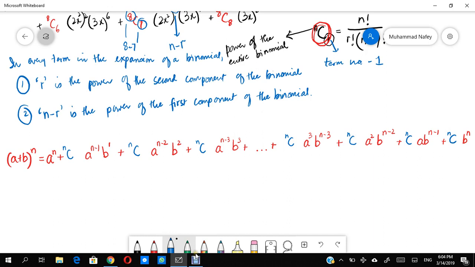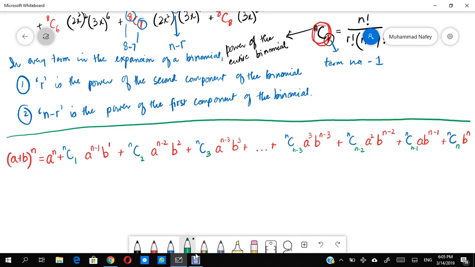Now let's talk about r. And we know that r is the power of the second component of the binomial. So here r would be 1. Why? Because the second component of our binomial, that is b, has a power of 1. Here it would be 2. Why? Because the second component of the binomial b has a power of 2. Here it's gonna be 3. Here it's gonna be n take away 3. Here it's gonna be n take away 2, n take away 1, and n. So this is a very general binomial expansion.